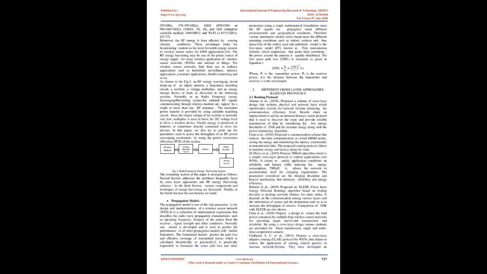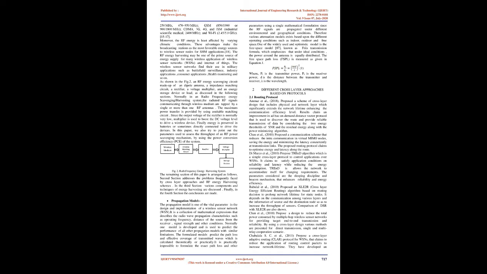Propagation model. The propagation model is one of the vital parameters in the design and implementation of a wireless sensor network, WSN. It is a collection of mathematical expressions that describes the radio wave propagation characteristics such as operating frequency, distance of the source from the receiver, signal strength, and other conditions. Normally one model is developed and is used to predict the performance of all other propagation models with similar limitations. The formulated models predict the path loss and effective coverage of transmitted waves, which is calculated theoretically or practically.